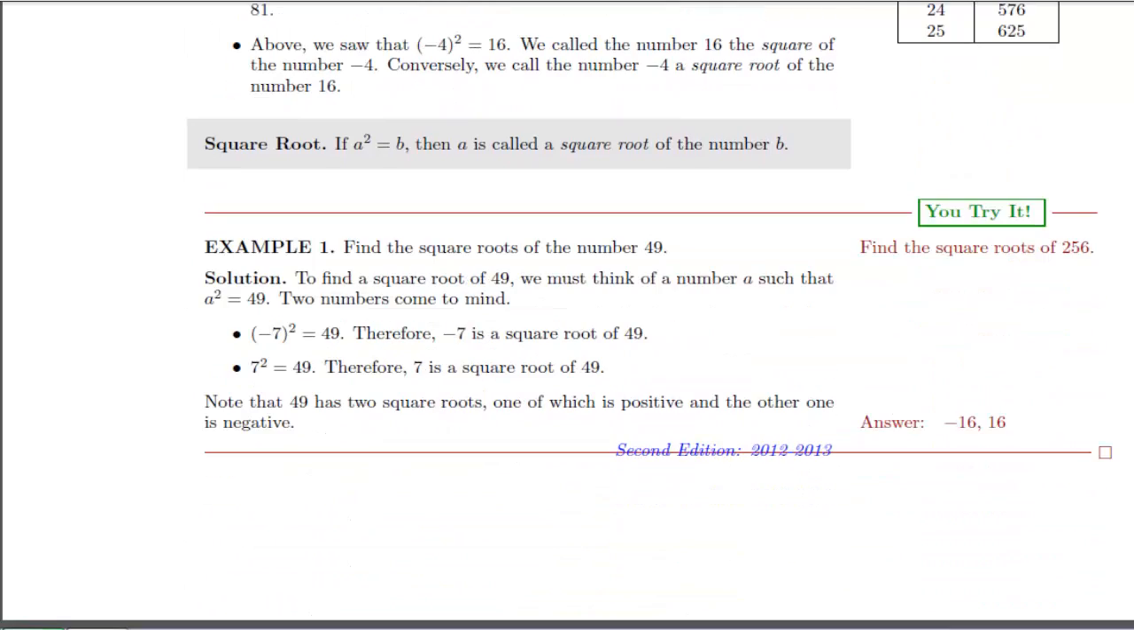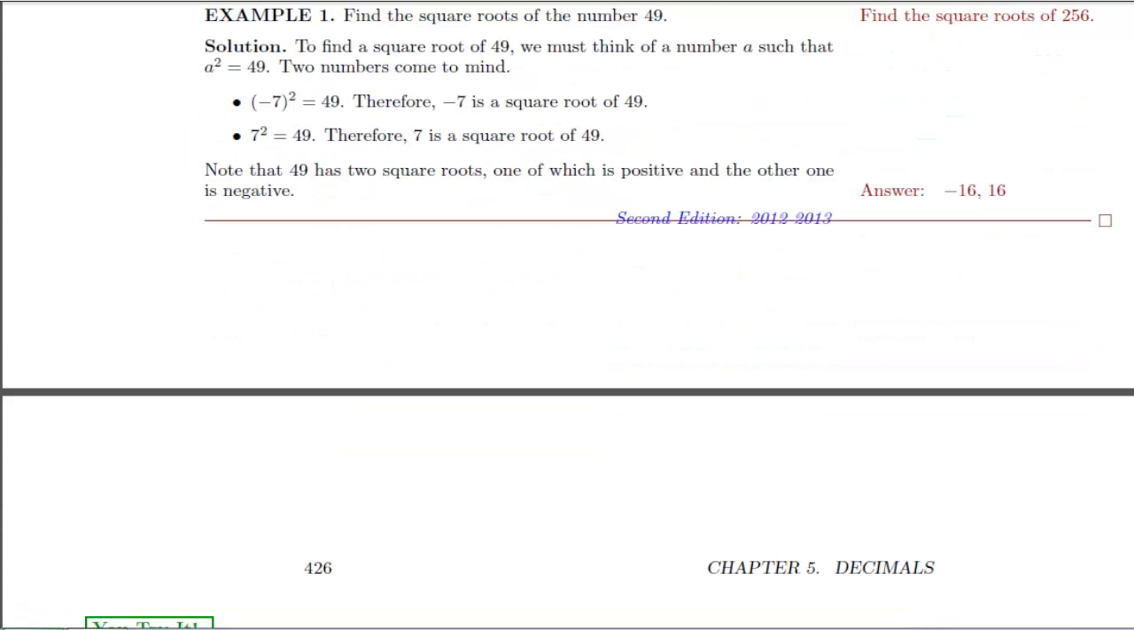Example 1. Find the square roots of the number 49. Solution. To find a square root of 49, we must think of a number a such that a squared equals 49. Two numbers come to mind. Negative 7 squared equals 49, therefore negative 7 is the square root of 49, and 7 squared equals 49, therefore 7 is the square root of 49. Note that 49 has two square roots, one of which is positive and the other one is negative.